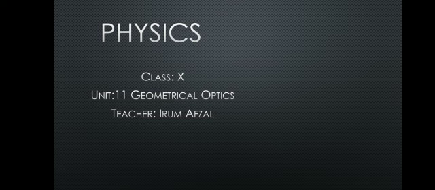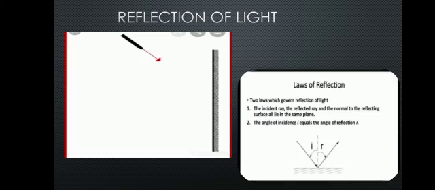So let's start with the first topic, reflection of light. Reflection of light can be defined as when light traveling in a certain medium falls on the surface of another medium, a part of it turns back in the same medium. This is called reflection of light. It means whenever the light is traveling in one medium and there is a second medium in front of that incident light, it will strike the medium and bounce back in the first medium such that it obeys two laws.